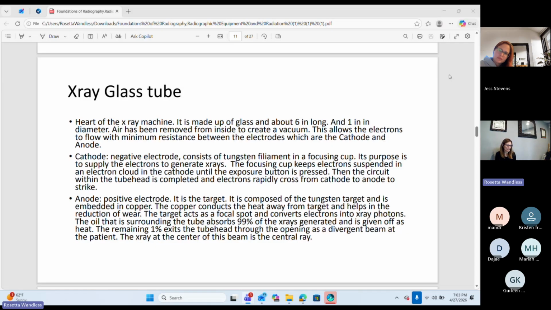Now, the insulating oil at this point is absorbing all of that 99% heat from that copper stem directly into the insulating oil. So that's where that energy is going. It gets absorbed and it's gone. That remaining 1% is going to exit our tube head through the opening of the PID, and then it's going to hit whatever image receptor we have.